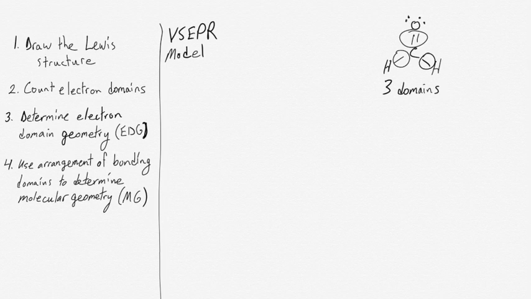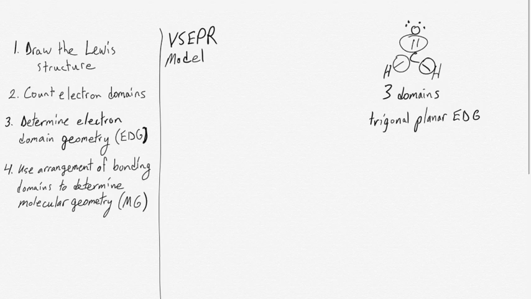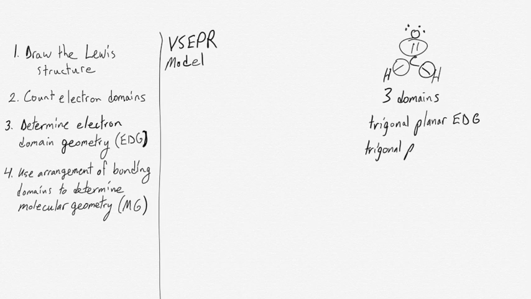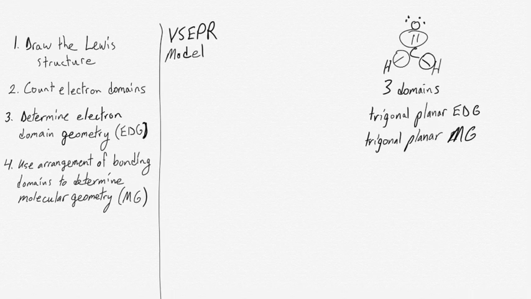If there are 3 domains, we can determine our electron domain geometry from the table in the textbook, and it is a trigonal planar geometry. And then our next step is to use the bonding domains to determine the molecular geometry. Here the number of bonding domains and the number of electron domains are the same. 3 bonds, 3 domains, so the molecular geometry is also trigonal planar. If you place 3 things around a central atom and you try and repel those from each other as far as possible, the bond angles you get are 120 degrees. So the bond angles for an electron domain geometry of trigonal planar are 120 degrees.